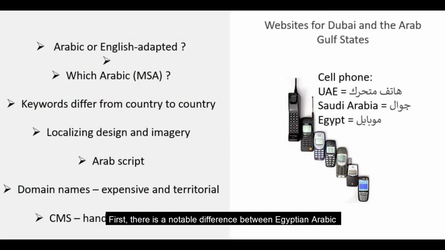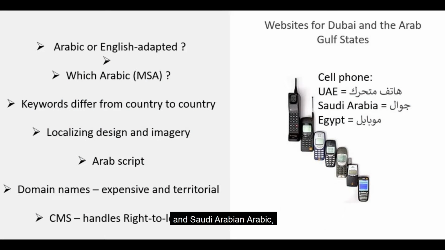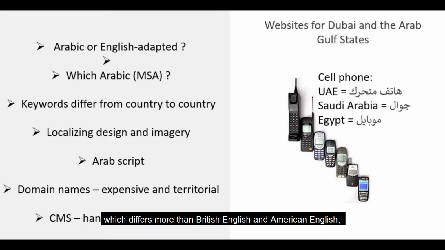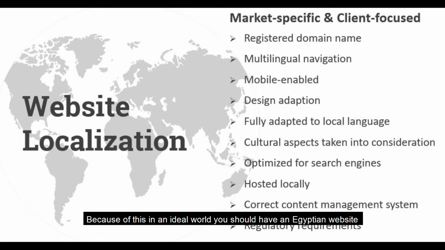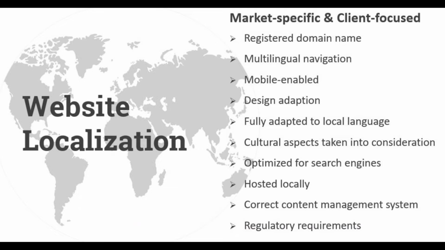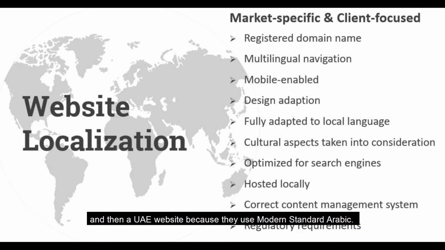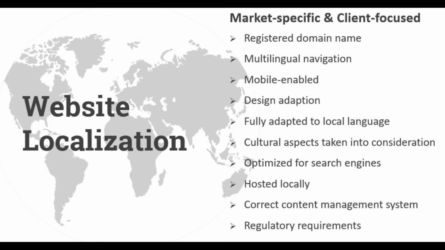First, there is a notable difference between Egyptian Arabic and Saudi Arabian Arabic, which differs more than the British English and the American English, or the France French and the Canadian French. This is why it is so important to use proper keywords for Egypt specifically. Because of this, in an ideal world, you should have an Egyptian website because of how specific their keywords are, and then a UAE website because they use modern standard Arabic.